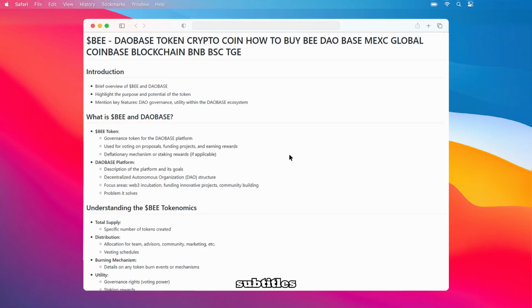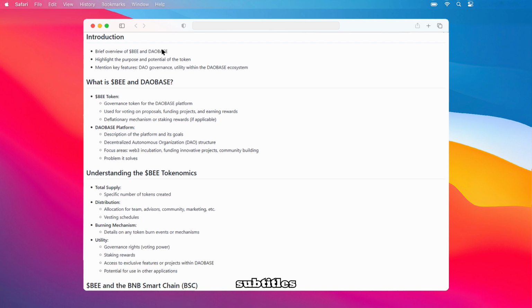Today, we're diving deep into $BE, the DAOBASE token. This crypto coin aims to revolutionize Web3 incubation and funding, offering a unique proposition within the blockchain space. We'll explore how to potentially buy $BE, discuss its connections with MEXC Global, and speculate about possibilities with COINBASE, all while highlighting its integral role within the DAOBASE ecosystem.